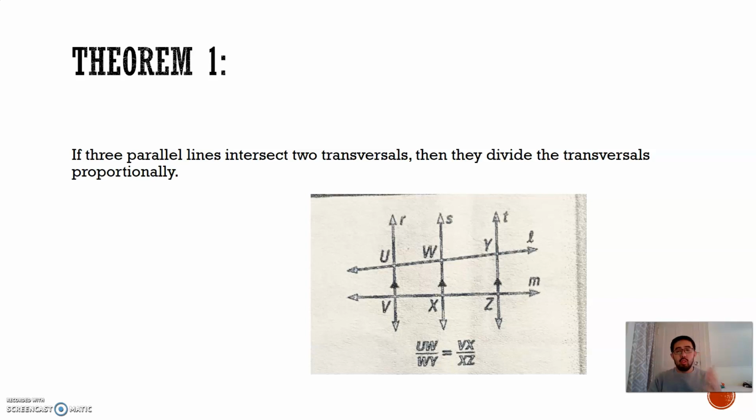So the first theorem that we're going to go over today is if three parallel lines intersect two transversals, then they divide the transversals proportionally. So in other words, these are my three parallel lines, and they intersect two transversals, right? Here are the two transversals, L and M. They divide them proportionally. So in other words, UW to WY must equal VX to XZ. Okay, this ratio should be proportional.